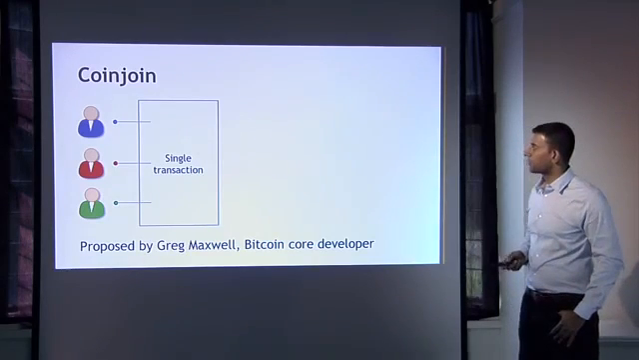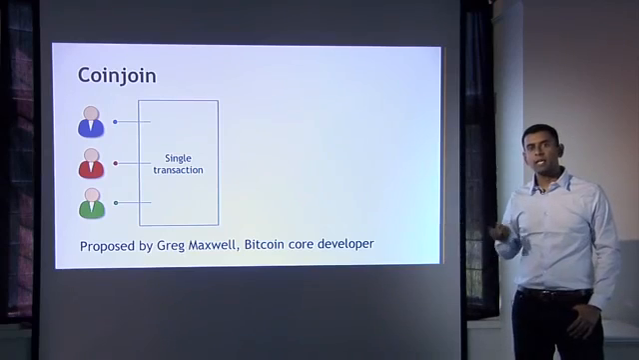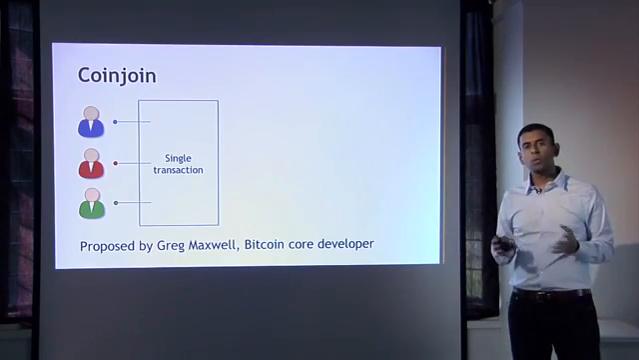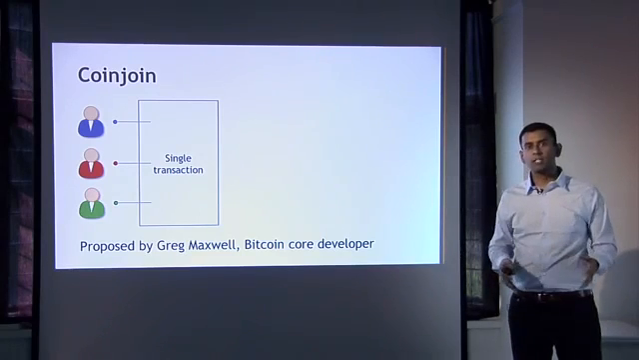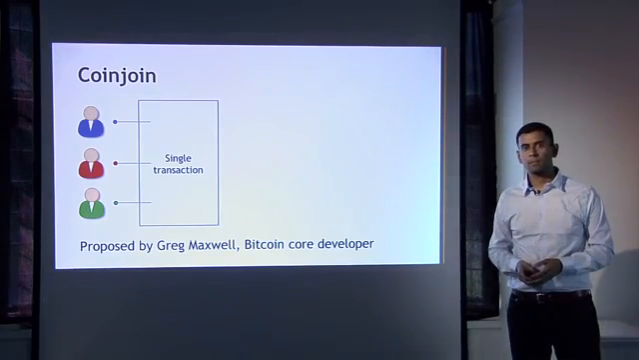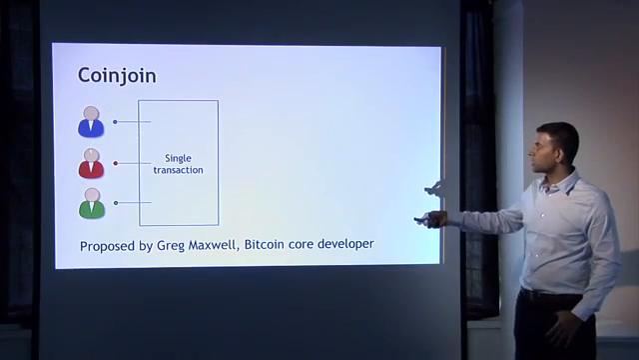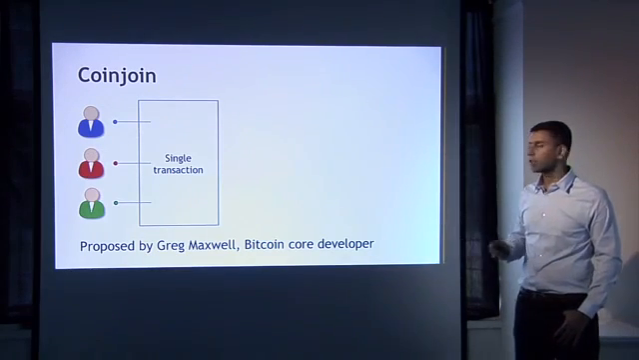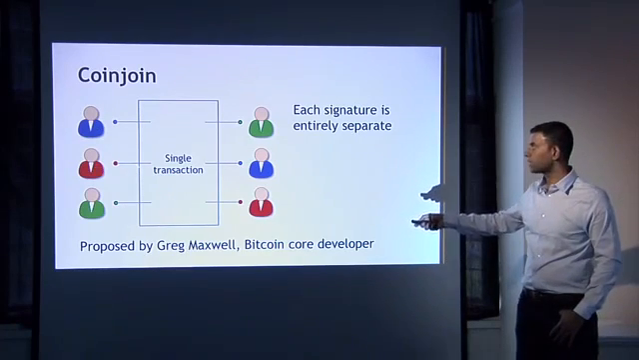Now let's think about this for a second. What is necessary in order for these three users to create a single transaction? Well, one way of thinking about it, we might imagine that in order to produce a signature, somebody has to collect all three private keys. That's not actually how it works, though. In Bitcoin, all the signatures corresponding to the different inputs are totally separate. So each input signature is entirely separate.